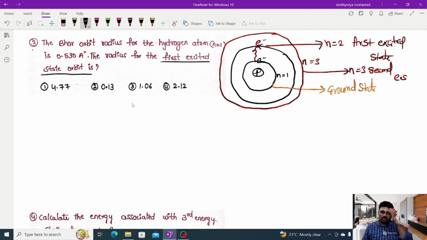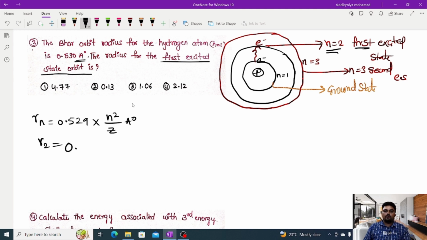Right now the radius. They are asking in angstrom only. So here rn is equal to 0.529 into n square by z angstroms. So r of the first excited state is the second orbit. The ground state is n is equal to 1, the first excited state is n is equal to 2. So r2 is 0.529 into 2 square by z. Z value is how much? 1, because it's a hydrogen atom.